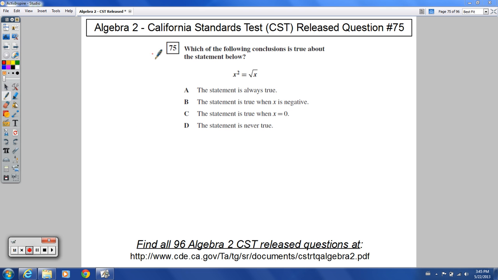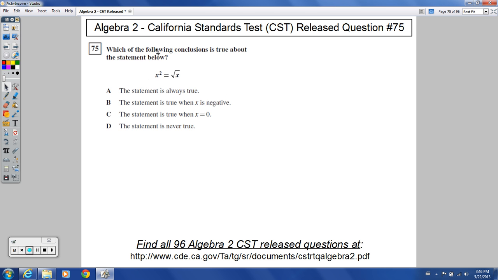Hello, welcome to Algebra 2 CST Released Question number 75. Here's what we got. It says, which of the following conclusions is true about the statement below? X squared equals the square root of x. So is that ever true? Is there something you could think of where that would have to be true?